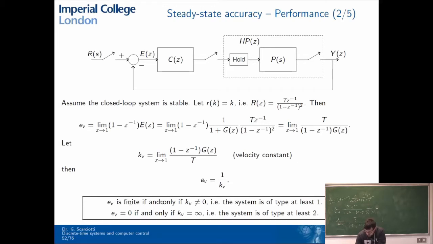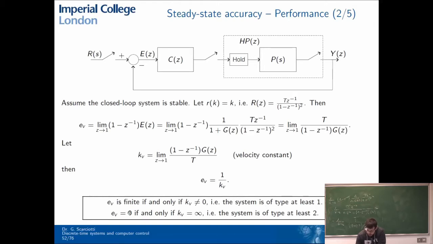so the error is finite. And when this happens, so when kv is a constant, well, kv is a constant when g of z has a pole in 1, so that it will cancel out this term over here, and the result of this limit will be a constant. So this means that g of z is of type at least 1.